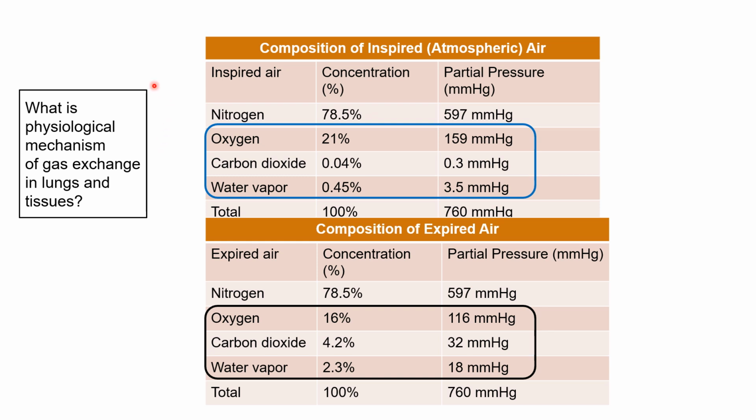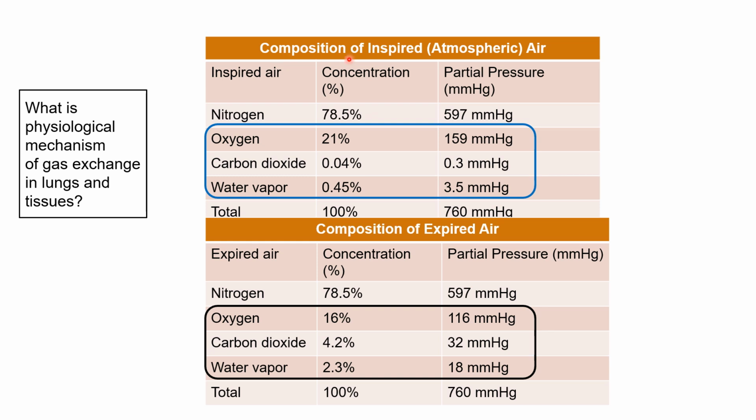Let's start with this question over here on the left. What is the physiologic mechanism of gas exchange in lungs and tissues? Well, diffusion. So in order to have diffusion, you have to have a gradient, and you have to sustain that gradient, and that we sustain that gradient through ventilation and circulation.